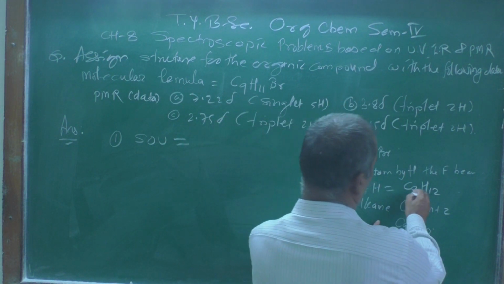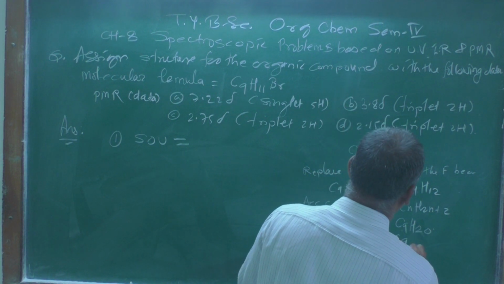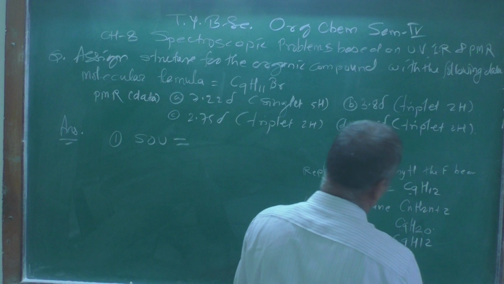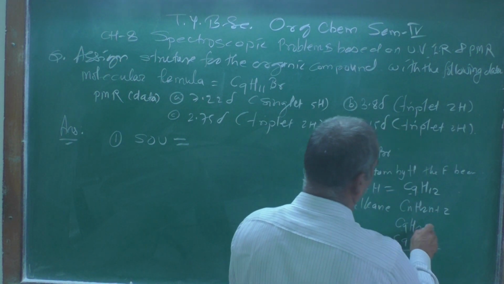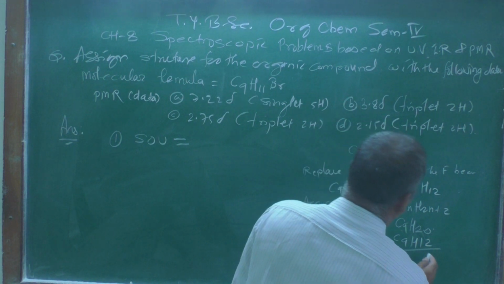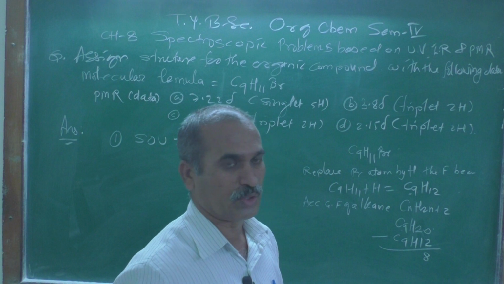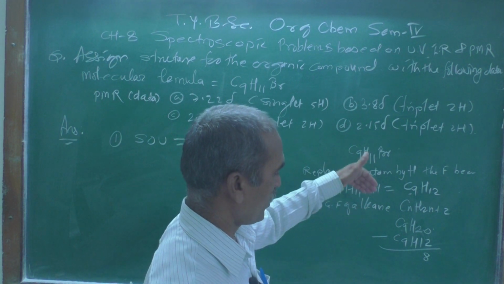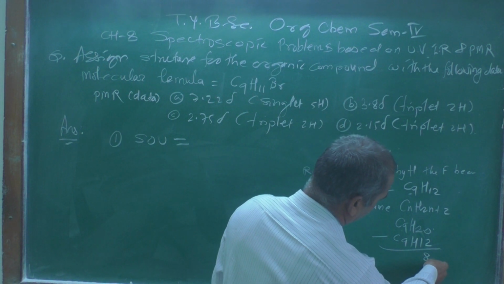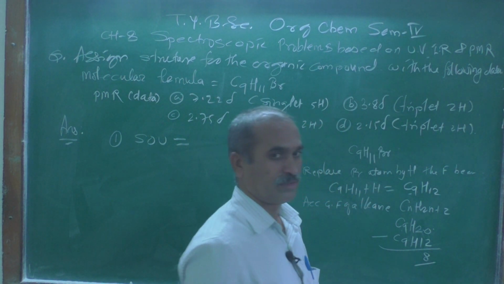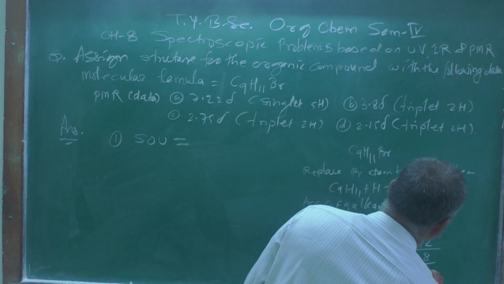Now subtract this formula from this: minus C9H12, right? C9 gets cancelled. 20 minus 12 remains 8. And as I already told you, whatever number remains after the subtraction should be divided by 2.